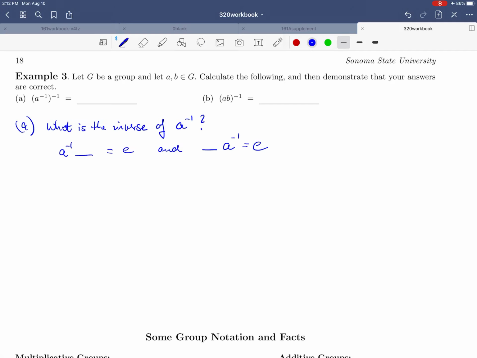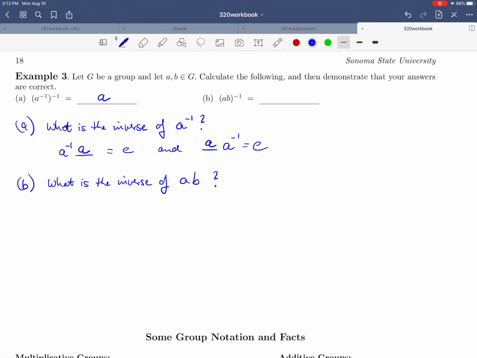So that leaves the question, what do I have to combine with A inverse to get the identity? Well, since A inverse is the inverse of A, we already know that A inverse A is the identity and A A inverse is the identity. So really, A and A inverse are inverses of each other. And so the inverse of A inverse is A. That's what we have. So part B asks, what is the inverse of AB?